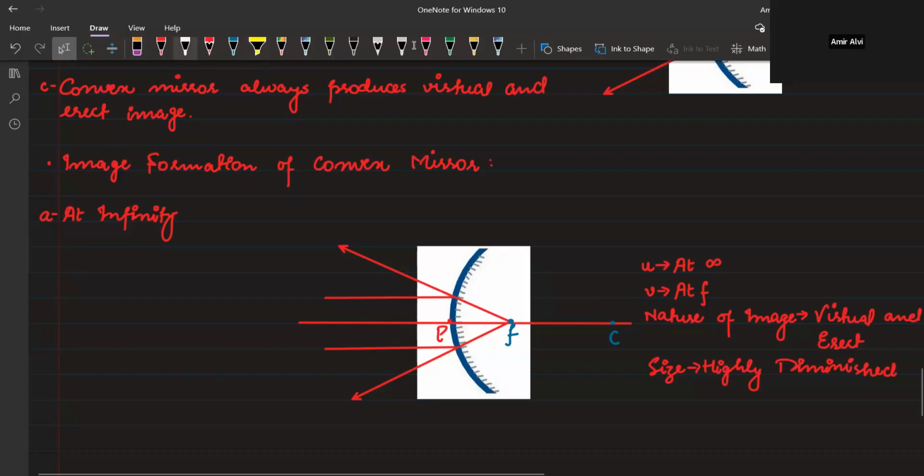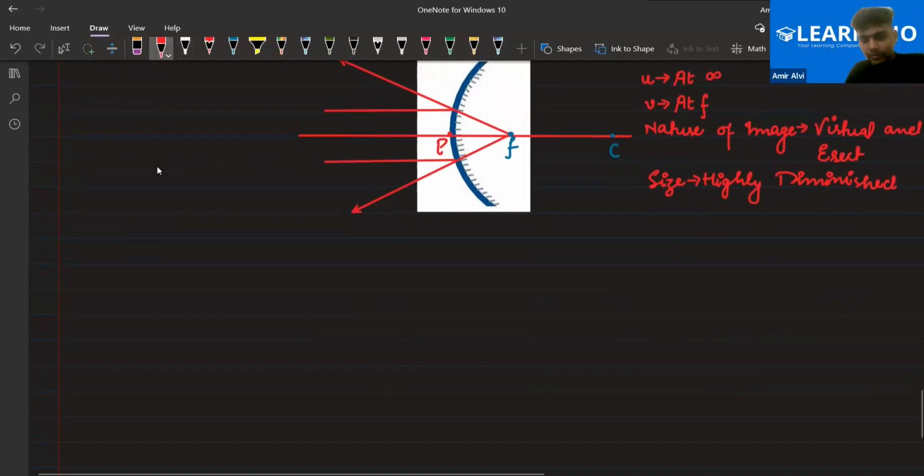Sorry everyone. ठीक है. So let's quickly do the last case. ठीक है. Next is when the object is between infinity and the pole. It doesn't matter wherever your object is placed between infinity and pole. ठीक है.